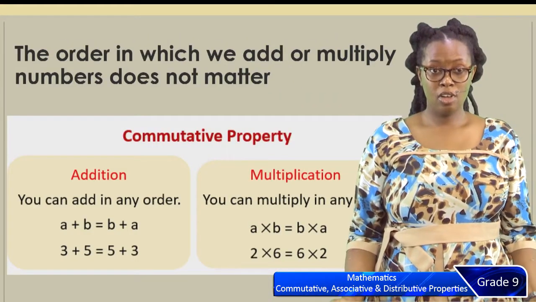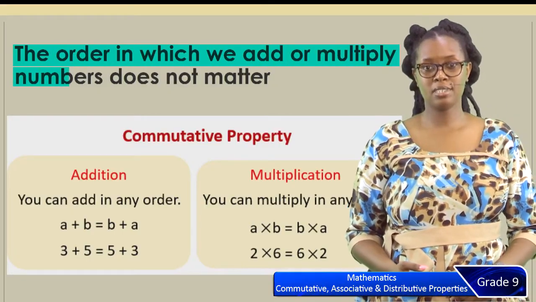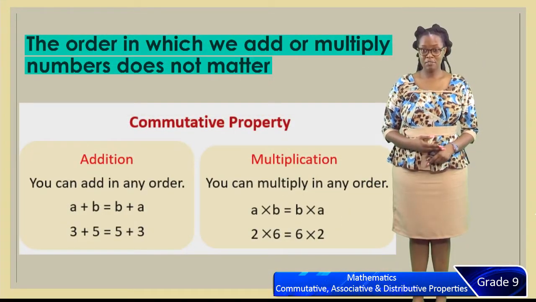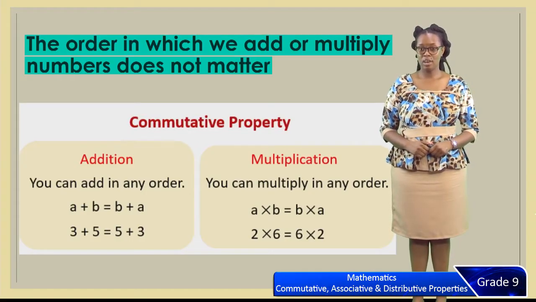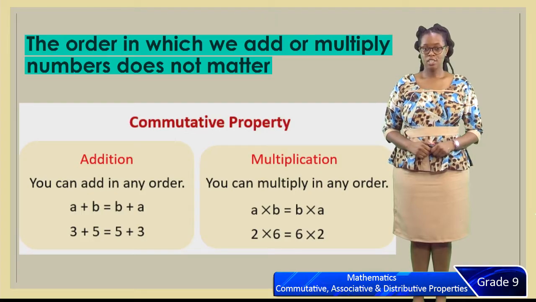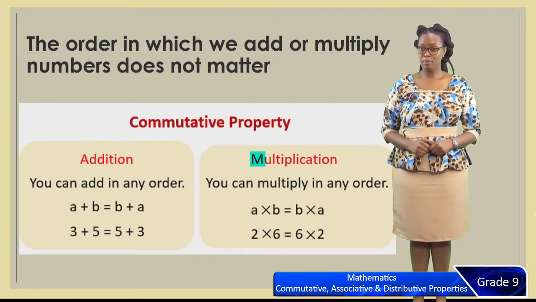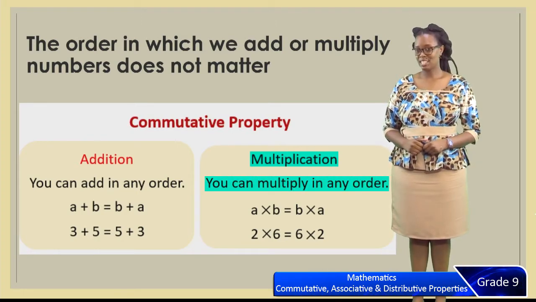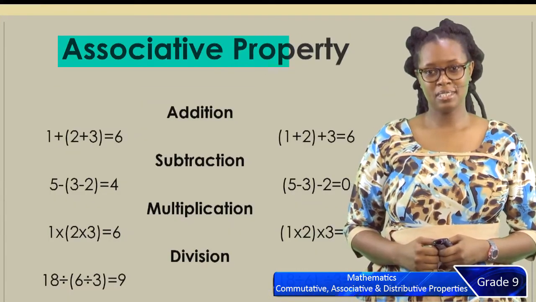So the commutative law tells us that the order in which we add or multiply numbers does not matter. Even if we swap the numbers around 10 different times in 10 different ways, as long as we're adding or multiplying, the answers would not change. So for addition, you can add in any order, and for multiplication, you can multiply in any order, and the answers will not change. The associative property.